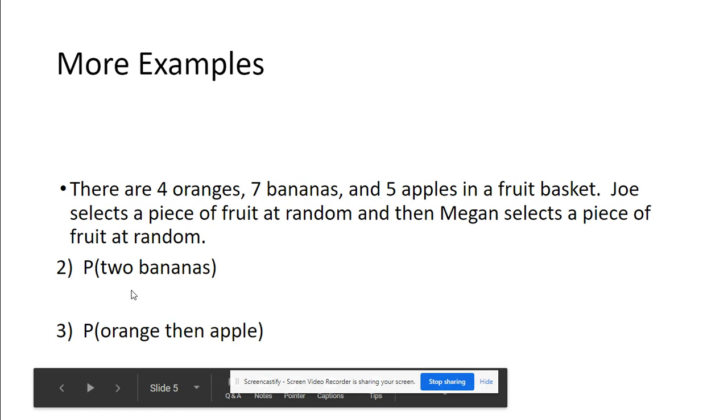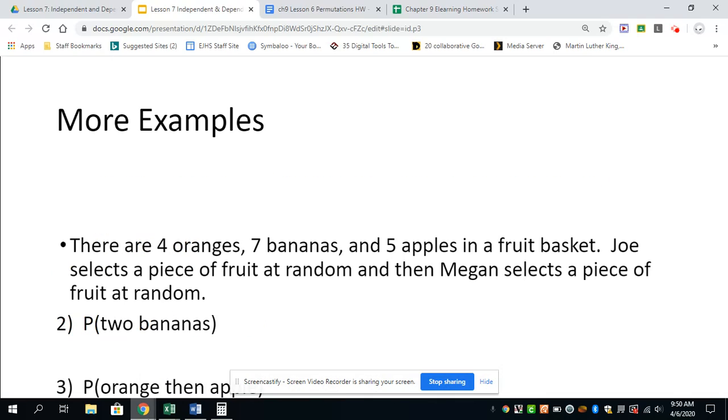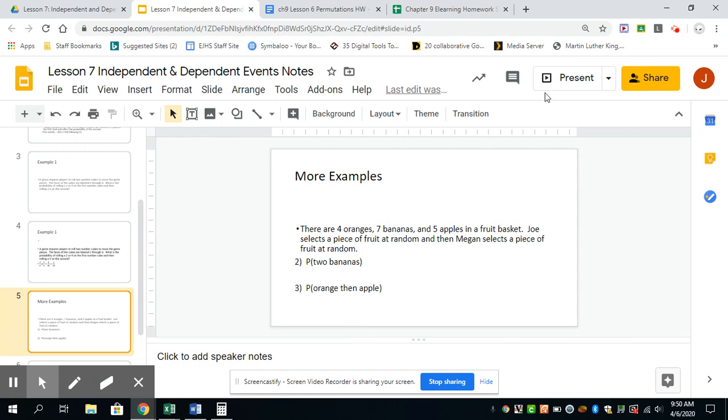So we're looking to get 2 bananas. So first we have to figure out the total that exists when we have these together. So we need to total up all of the fruit that exists in the problem. So we have 4 and 7 and 5. We're going to add all those up together. That's going to give me 16. So there are 16 pieces of fruit.